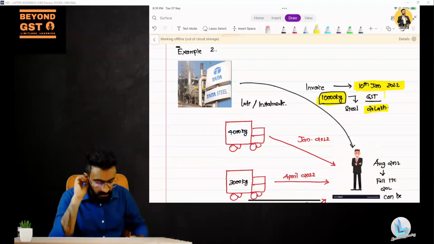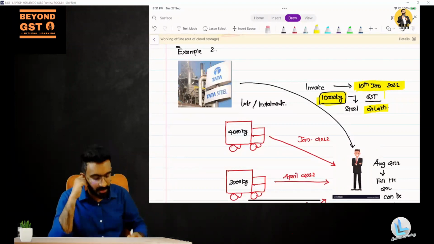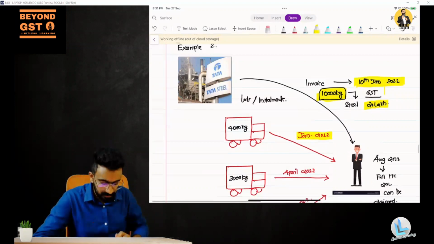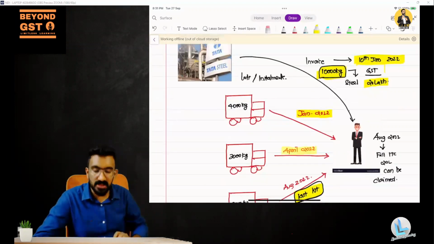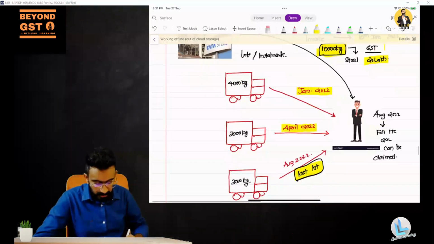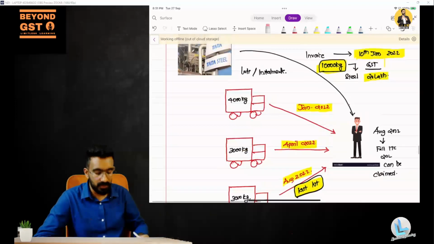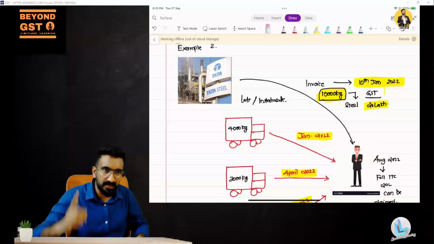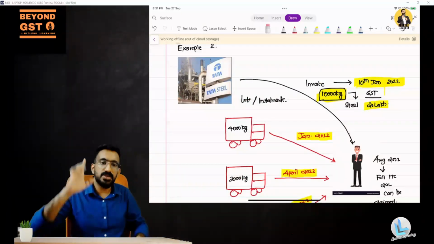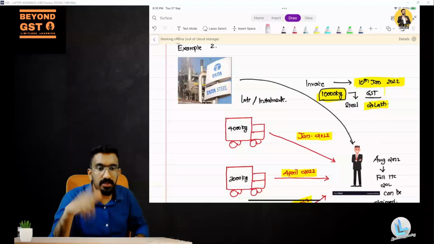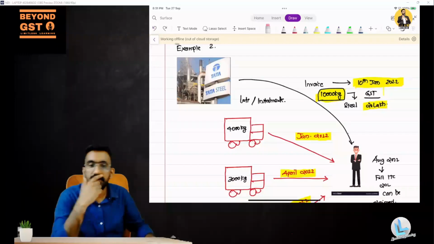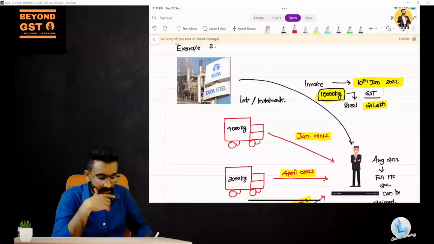The first lorry with 4,000 kg reached in January. The second lorry with 3,000 kg reached in April. The third lorry, another 3,000, reached only in August. That makes it the full 10,000 kg of steel delivered, and all this was given in one invoice, for which GST is 20 lakhs. Now, Raju wants to take the credit of this 20 lakhs. Question is, when can Raju take the credit of this 20 lakhs?